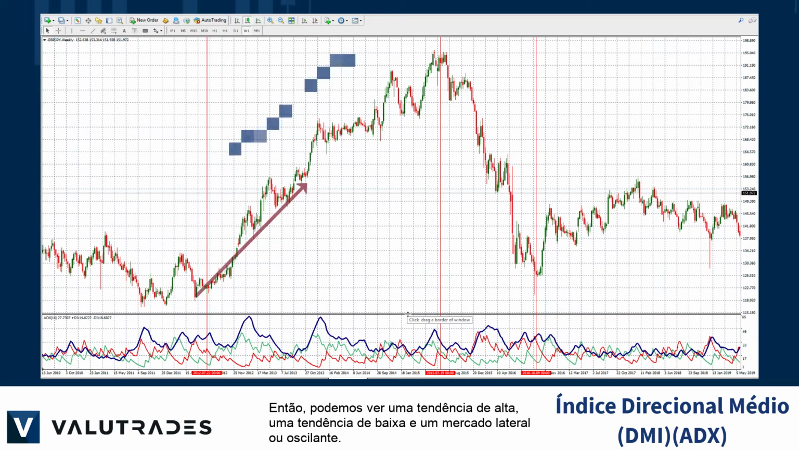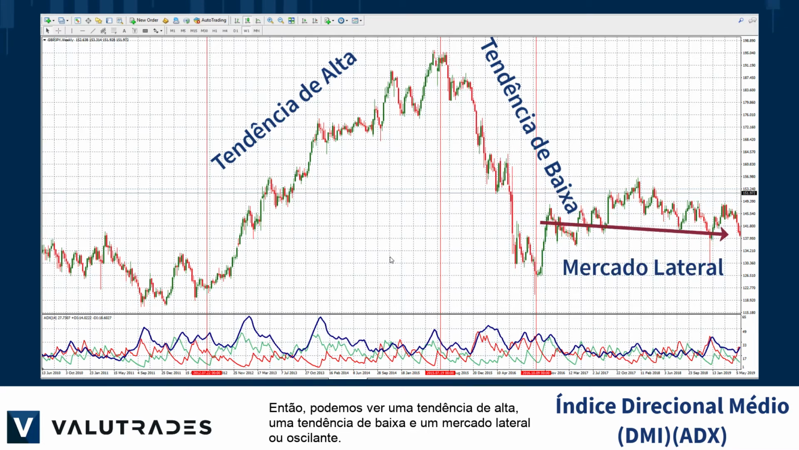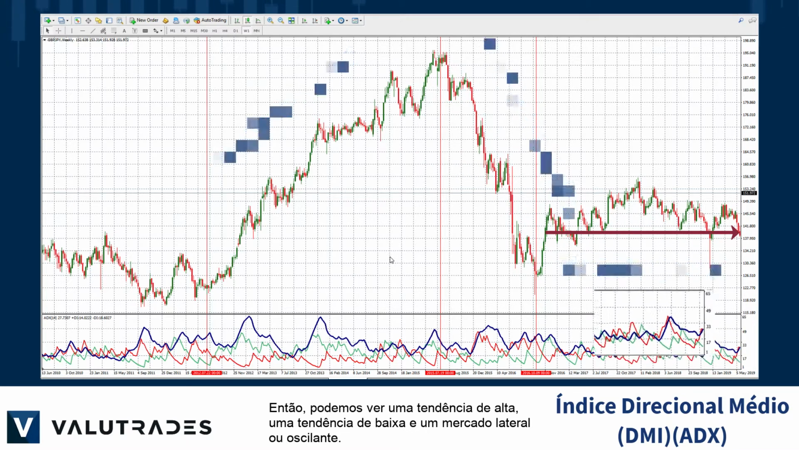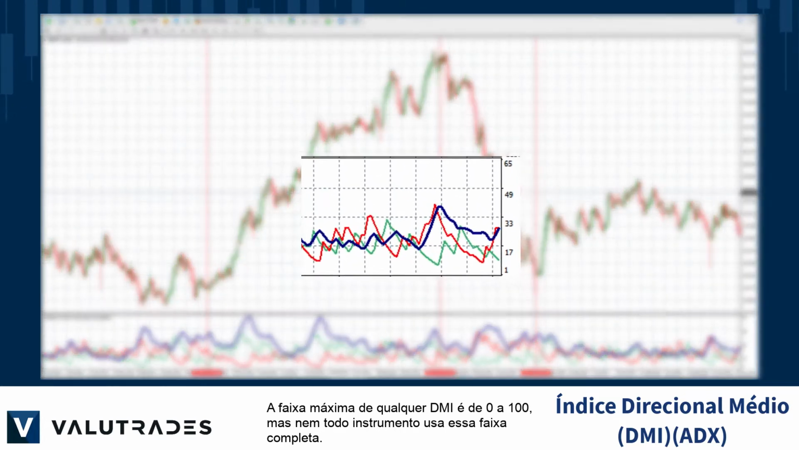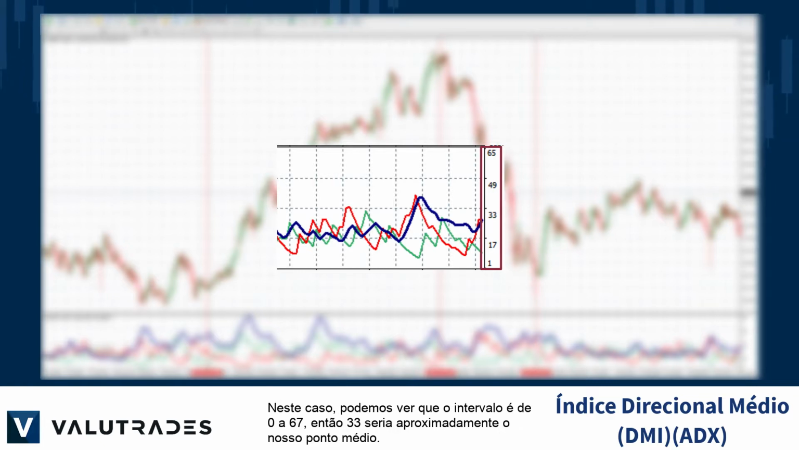So, we can see an uptrend, a downtrend, and a sideways or ranging market. The maximum range for any ADX is 0 to 100, but not every instrument uses this full range. In this case, we can see the range is from 0 to 67, so 33 would roughly be our midpoint.